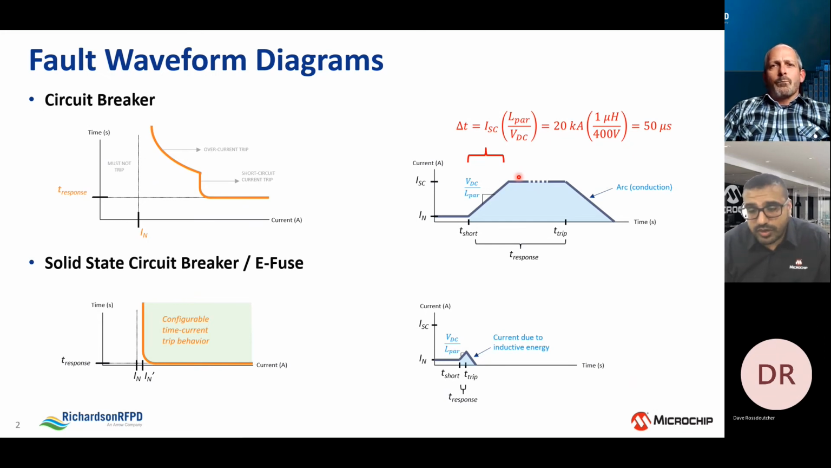Something else to point out is that there's no arcing involved, no separation of contacts, no mechanical separation. So instead of arcing, there's going to be inductive energy that has to go somewhere. You can either put it into a snubber circuit, a clamp, or dump it into the switching device, into the MOSFET.